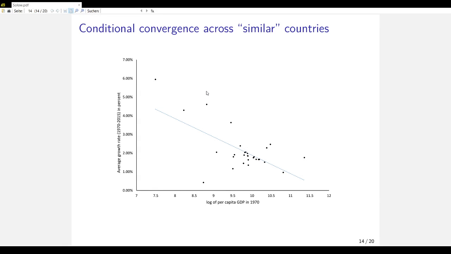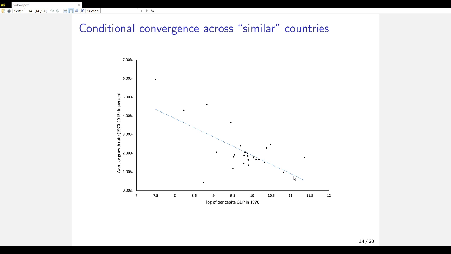A first glimpse of whether conditional convergence is taking place can be done actually by eliminating countries that are very different from other countries. So in this figure, we only keep the EU countries that we have in the data set, plus Canada, the United States, Japan, Australia, and New Zealand. And what we then find is that the scatter plot and the regression line indicate that there is indeed a downward sloping relationship. So we would have a beta coefficient that is negative.